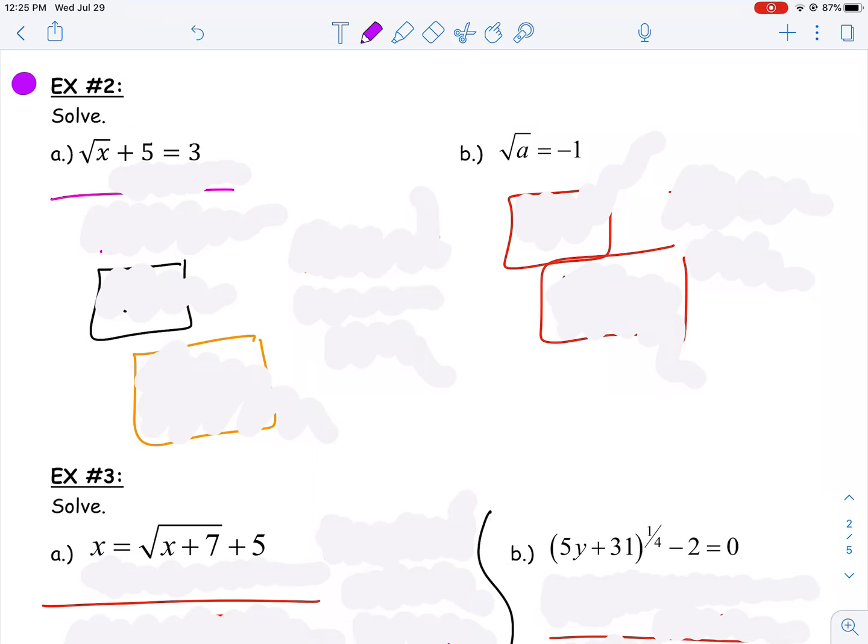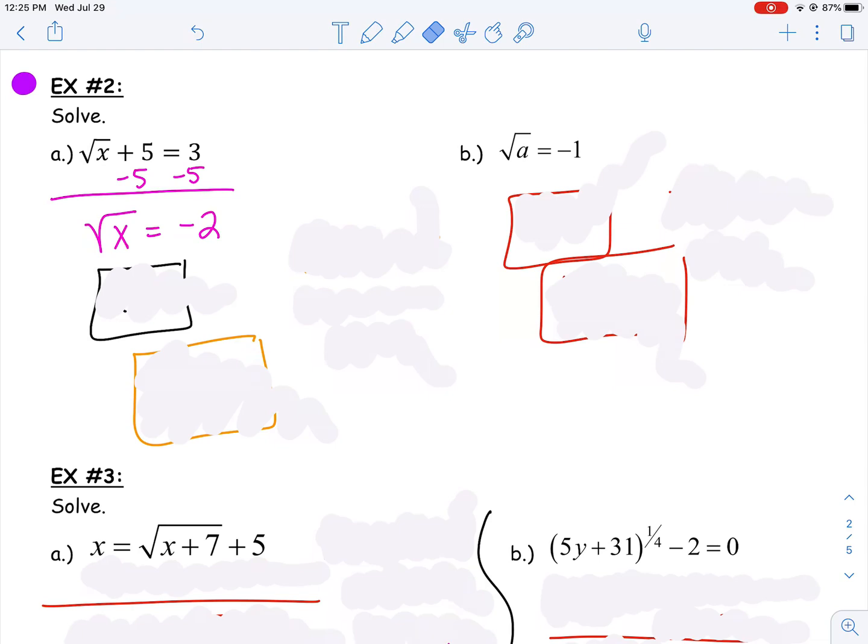All right, let's look at a few more examples of solving equations with radicals. Look at example 2 with me. We have the square root of x plus 5 equal to 3. Remember, we want to try to get that radical by itself first. So let's get rid of the 5 by subtracting 5 from both sides. When I do that, I end up getting the square root of x equals negative 2.